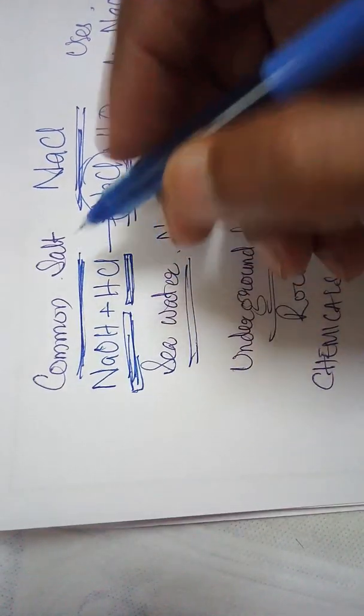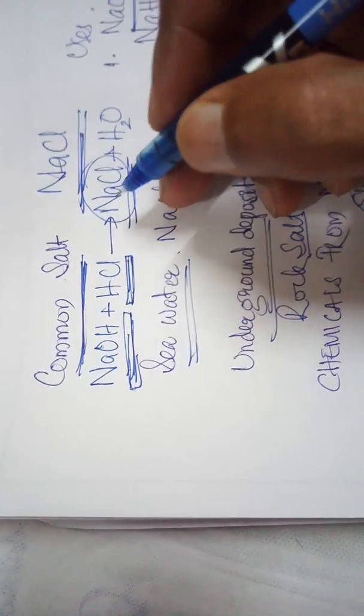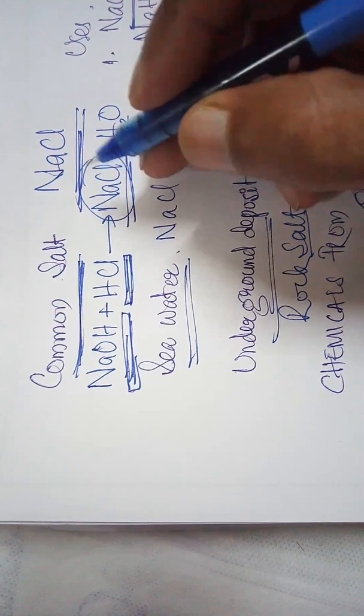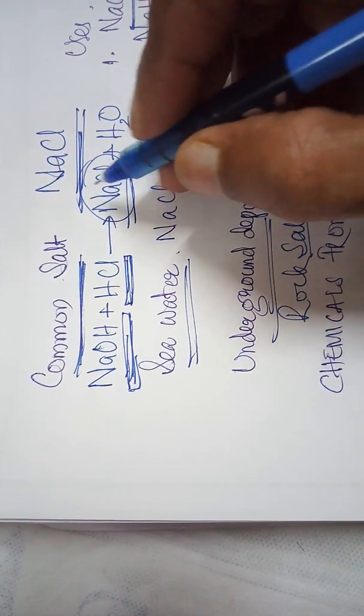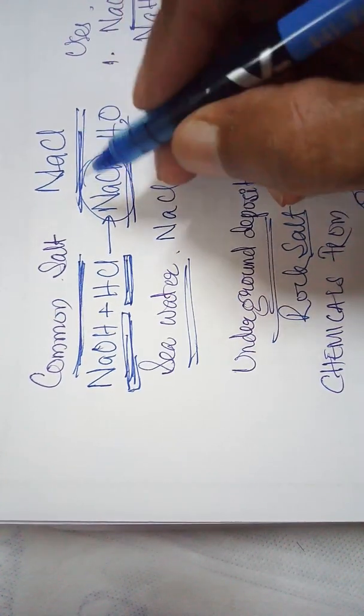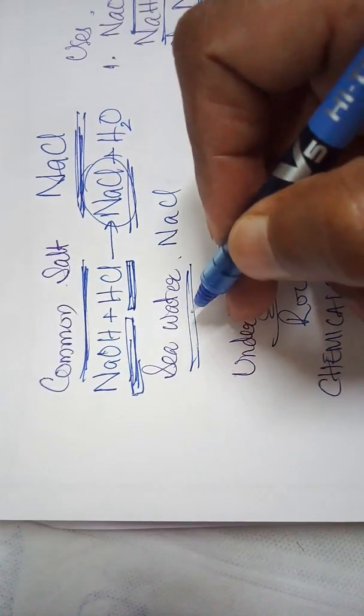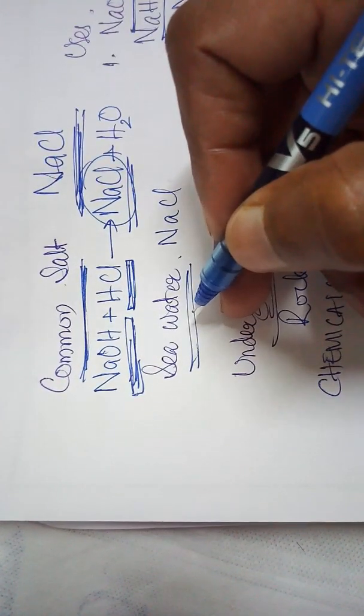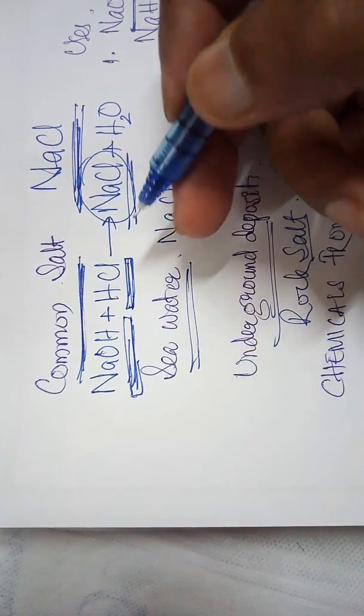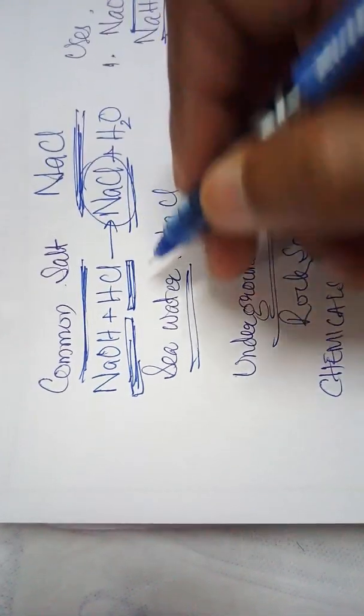Common salt is a white powder which is used in preparing food. The chemical name of common salt is NaCl, sodium chloride. Common salt is also known as just salt.